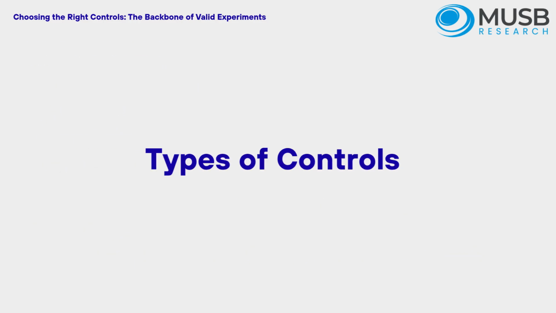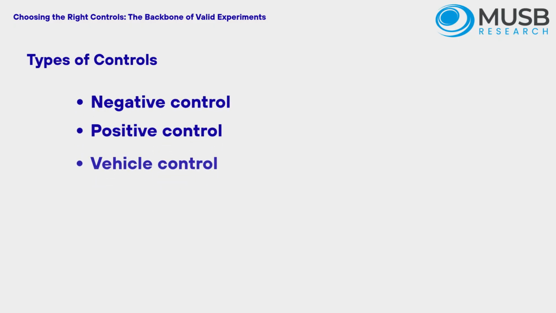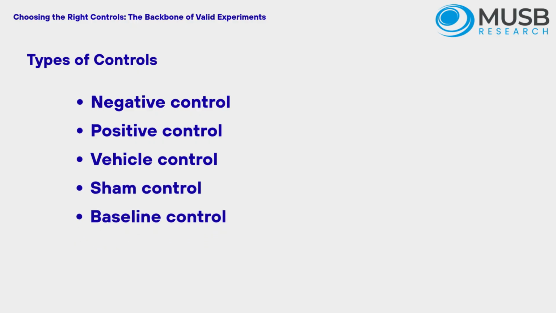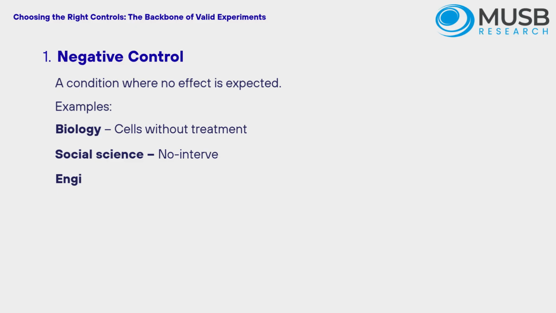Types of control. Each type of control answers a different validation question. You must choose the right control based on your study design. Negative control. Negative controls test whether your system is stable and unbiased. If something changes when nothing should change, that's a red flag.